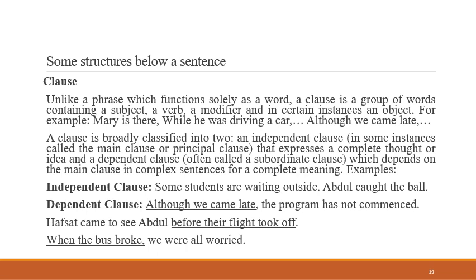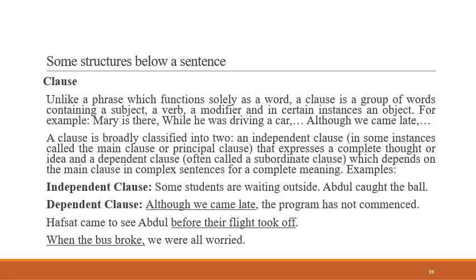A clause is broadly divided into two, that is, independent clause and dependent clause. An independent clause is a clause that can stand on its own to make a meaning. In other words, it can be called a simple sentence. Example, Abdul caught the ball. Halima is on the floor. Then the dependent clause. A dependent clause, as the name implies, always depends on the independent clause or main clause for it to have a meaning.